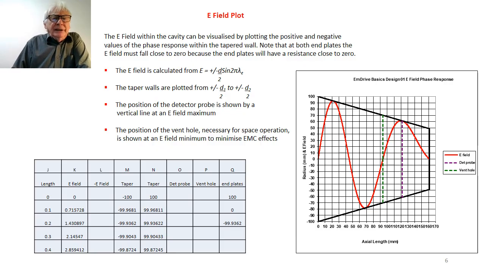So we calculate the E field itself in column A by providing a sinusoidal function of the effective wavelength. So that's E in this case equals plus or minus d/2 sine 2 pi lambda E. And plotting this gives us just a visual plot of the E field.